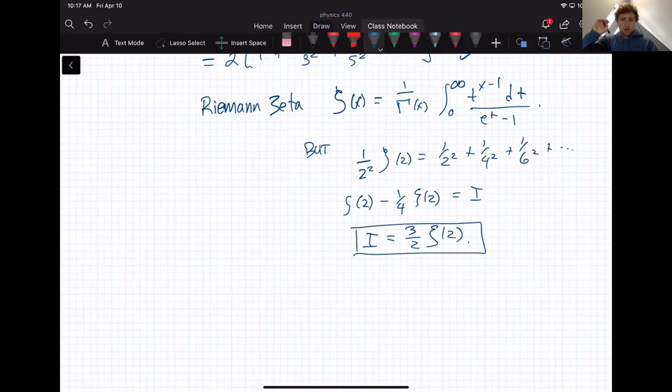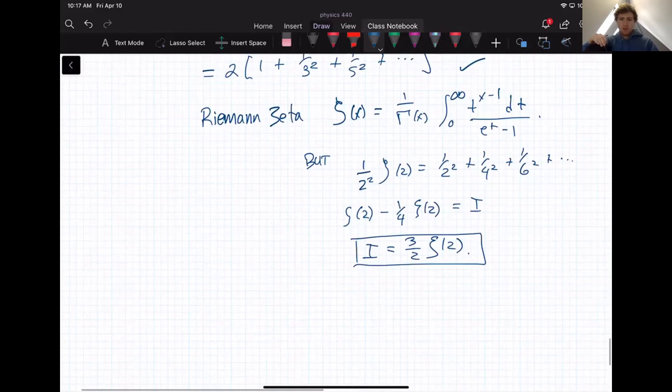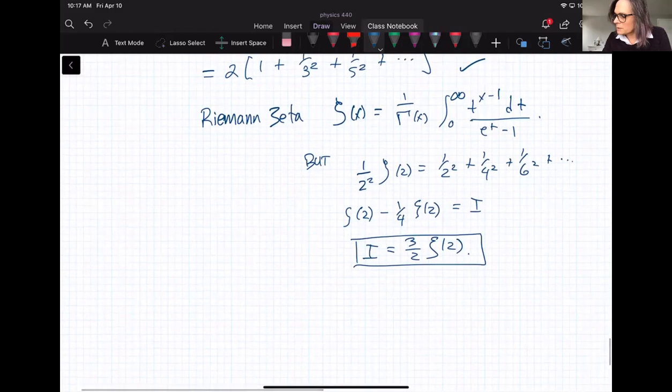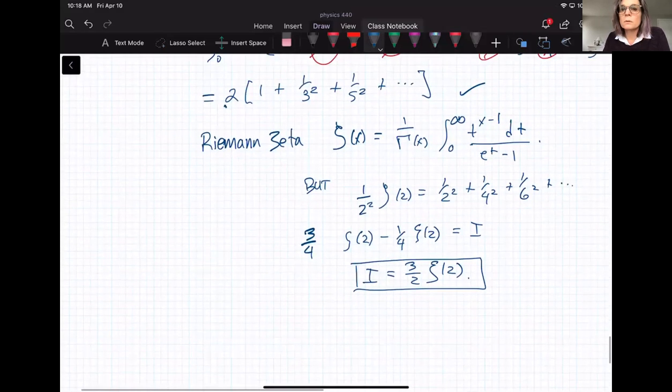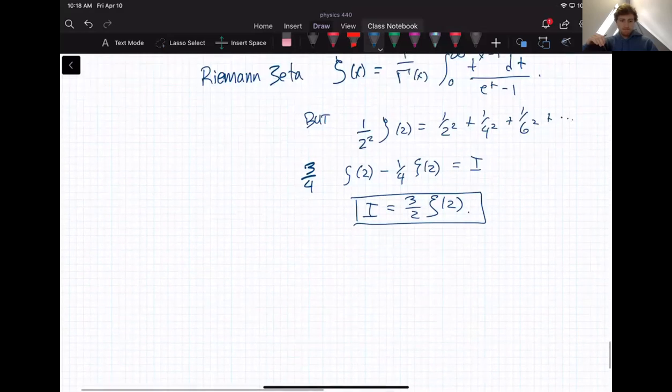I have a question. Sure. Zeta of 2 minus 1/4 zeta of 2, how did you get the 3/2? Because this is 3/4. Oops, sorry. We got a 3/4 over here, but our integral expression up here has another 2. Oh, okay. Thanks. Yep, no problem.